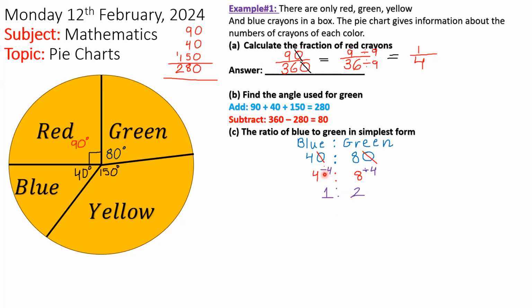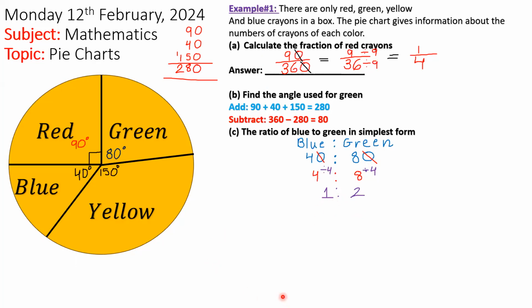We first start off with 40 to 80, and we cancel out the zeros. Now we divide both sides by 4. 4 divided by 4 is 1. 8 divided by 4 is 2. Now the ratio is 1 to 2, and that's our final answer.